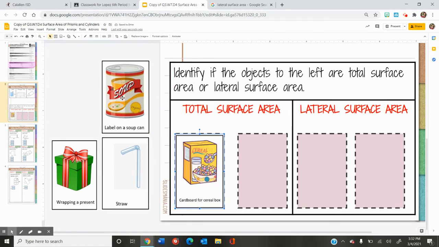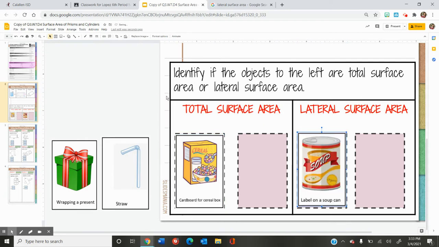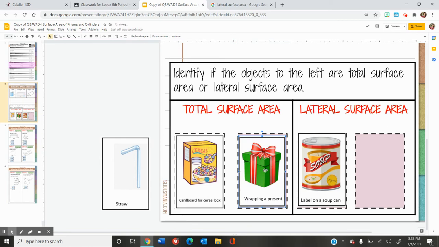Next, we have the label on a soup can. The label on a soup can only goes around the can. It does not go on the top or the bottom. So this would be an example of lateral surface area. Next, we have wrapping a present. Whenever you wrap a present, you wrap all of the faces plus the top and the bottom. So this is also an example of total surface area. And then lastly, a straw.